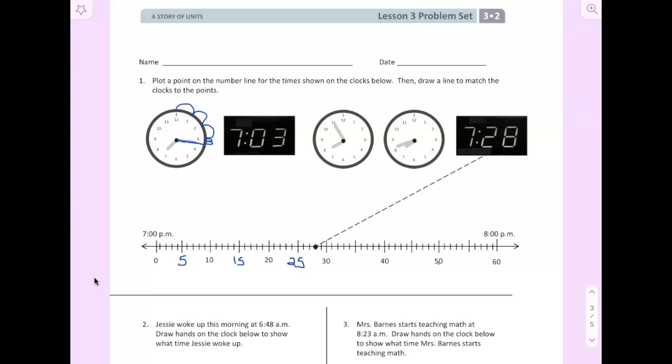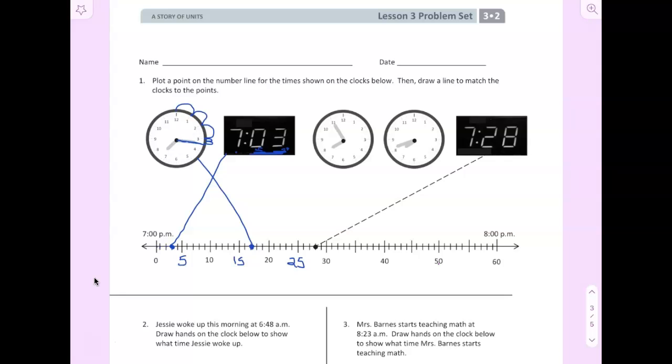So let's find the 17 that we need for the first one. 5, 10, 15, 16, 17. So I'm going to plot my point right there and draw a line. The next one, 7:03. When we have a 0 there, that means you can think of it as tens and ones. Think of a place value chart, and we have 3 ones. So we're going to count over 3, 1, 2, 3, and that's where we plot that one.